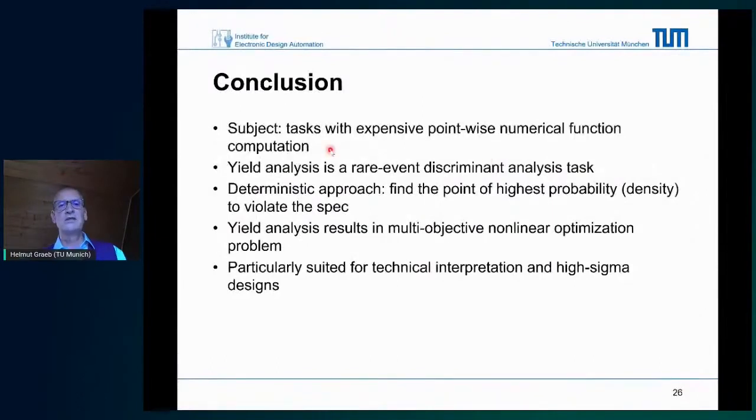So we talked about tasks with expensive point-wise numerical function computation. We have looked at yield analysis. It's actually a discriminant analysis task, right? Between where is the border between good and bad? And it's a rare event because we actually want to look at robust systems, right? Not, you know, 99.999 something percent yield. And we have defined a deterministic approach to get the yield: find the point of highest probability to violate the spec. Then the yield analysis results in a multi-objective nonlinear optimization problem. And this is particularly suited for technical interpretation, you know, X sigma, and for high sigma designs.